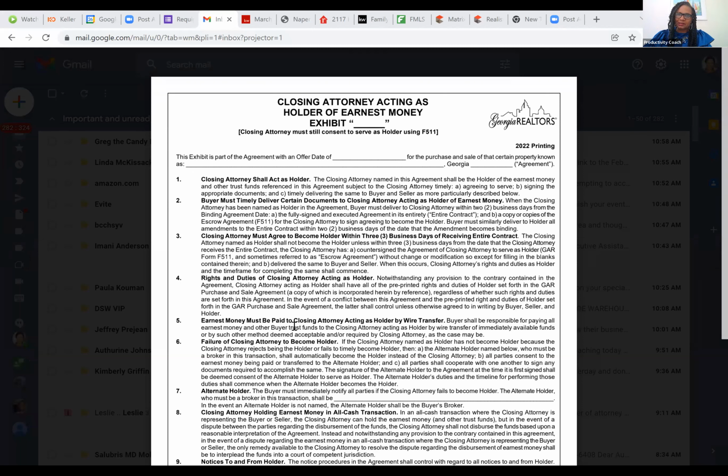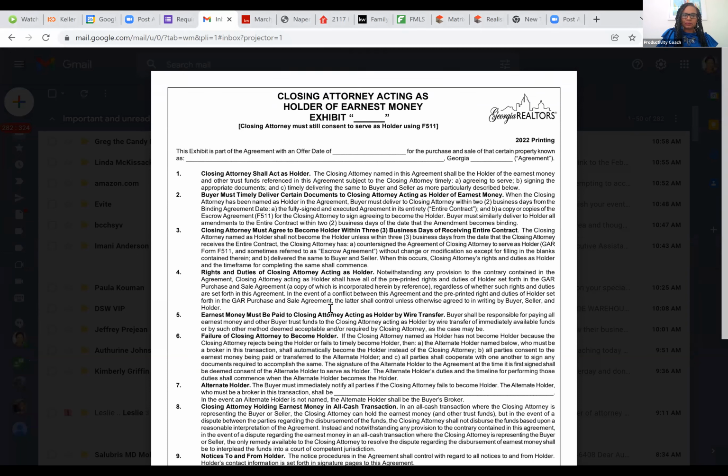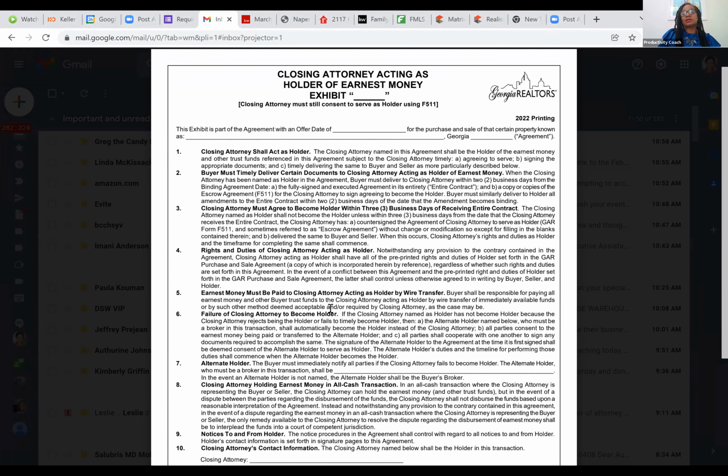So this one, technically, F511 has a partner, and the partner is F510, right? So F511 says the closing attorney shall act as the holder of the earnest money. The closing attorney shall act as holder. The buyer must timely deliver certain documents to the closing attorney acting as holder of the earnest money, and it tells you what documents they want.